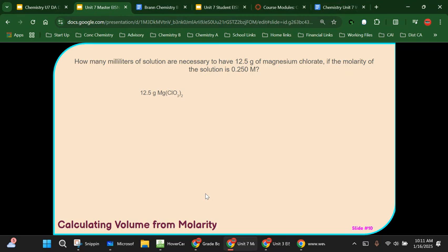Good. The 2 comes down by the ClO3. The 1 comes down by the magnesium. Because I'm putting a number by a group, I put it in parentheses. Okay. Now what do we need, Eric? Formula. Okay, we need the formula mass. So let's find the formula mass.